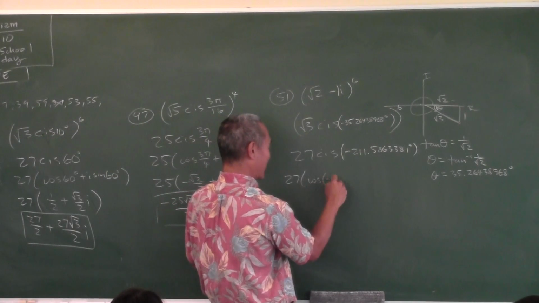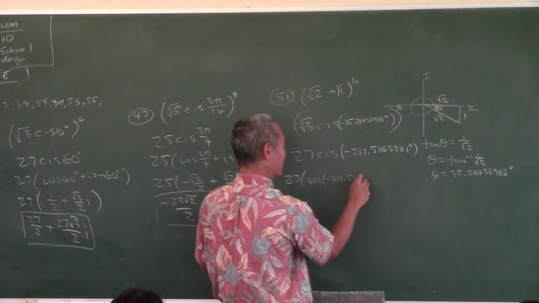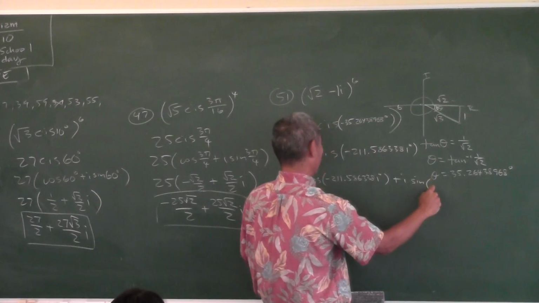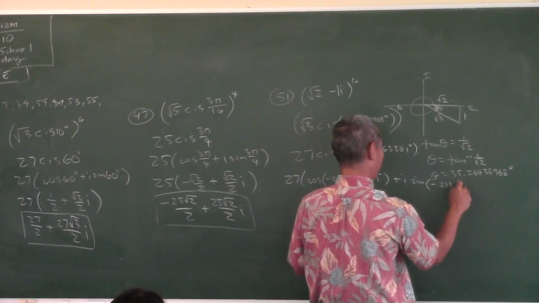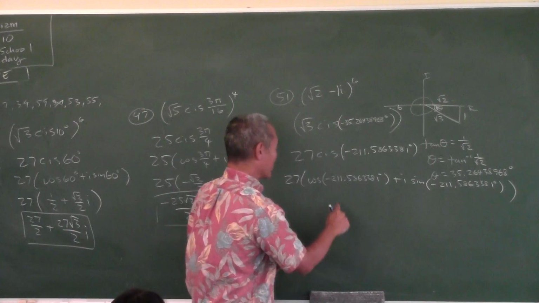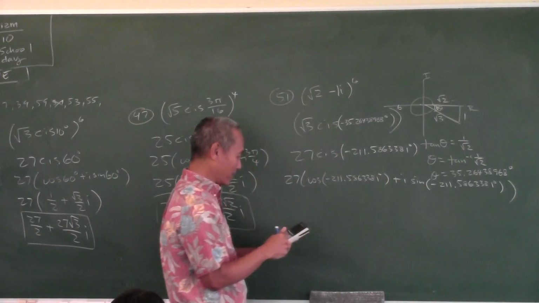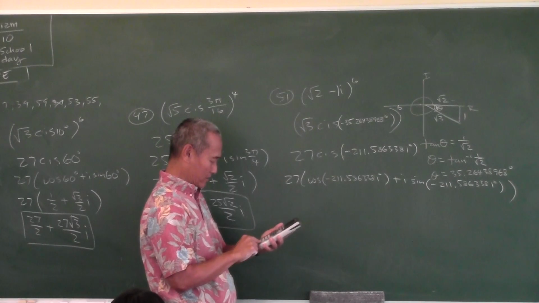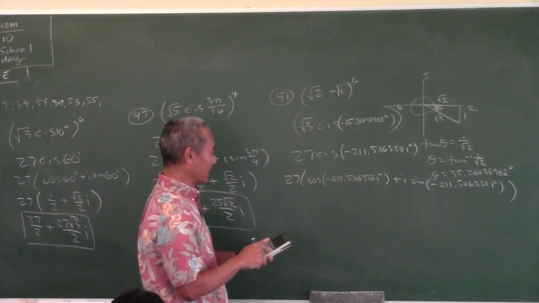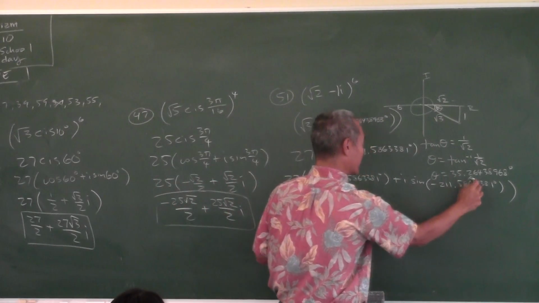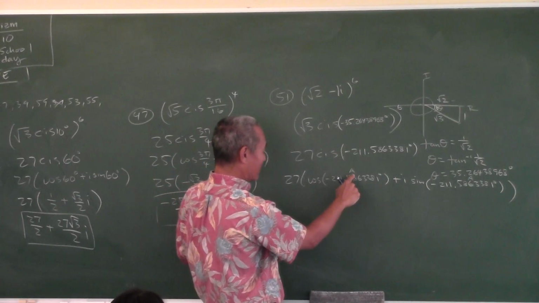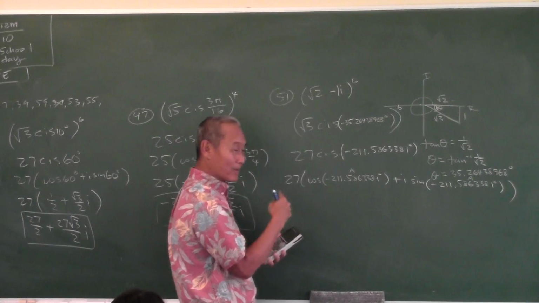Cosine theta, which is negative 211.5863381 degrees, plus i sine negative 211.5863381 degrees. Since we're going to have to compute the sine and the cosine of that angle, you know what you might want to do? Store it. So I'm going to store it in A. That way when you punch it in on your calculator, you just have to go cosine A. So what you have to do now is find the cosine of this angle, and then distribute the 27. So you might as well do it all at once.